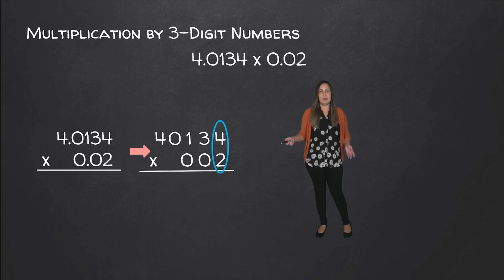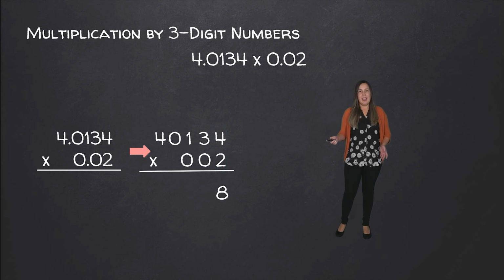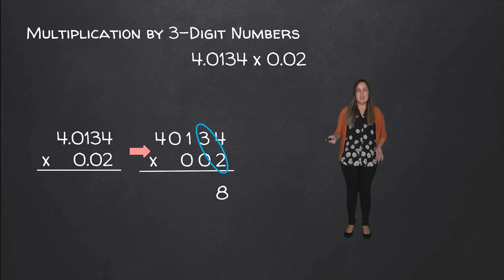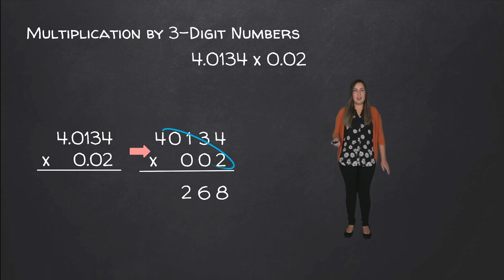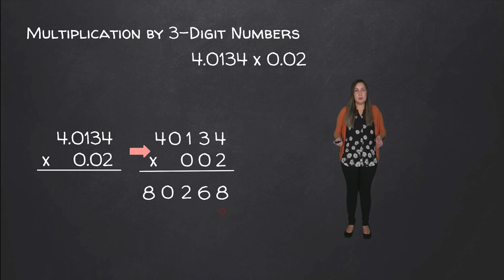Then we multiply normally. 2 times 4 is equal to 8. And then 2 times 3 is equal to 6. 2 times 1 is equal to 2. 2 times 0 is equal to 0. 2 times 4 is equal to 8. Now, we don't have to multiply with these zeros, but I'm just going to do it anyway so that you could see it. 0 times anything is 0, so we're just going to write out these zeros.